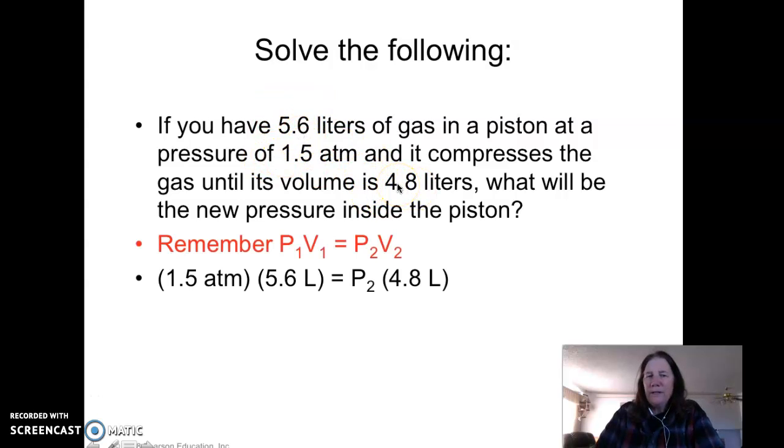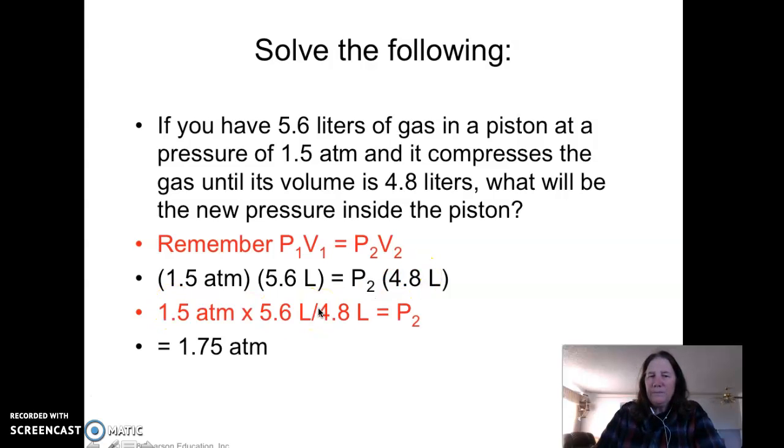Okay, there's my formula. So if I take 1.5 times 5.6, and I'm looking for the new pressure, and this is the new volume I know, basically I'm going to bring it over here. So 1.75. Okay, so if you look, I have this at this atmospheres, and I'm going to decrease my volume. I'm going to have to increase my pressure, which I did. I went from 1.5 to 1.75. The only way I can make the volume smaller is to increase the pressure.